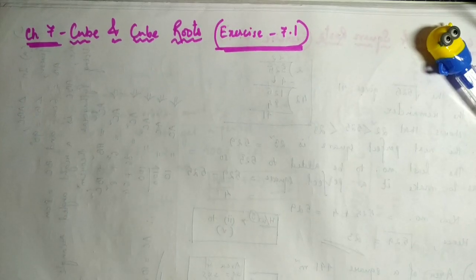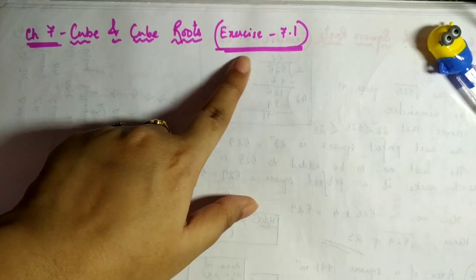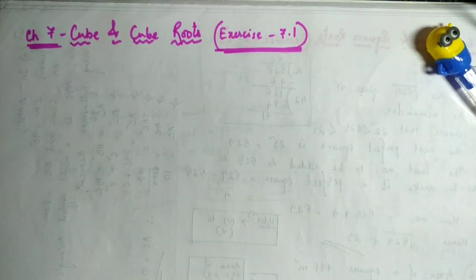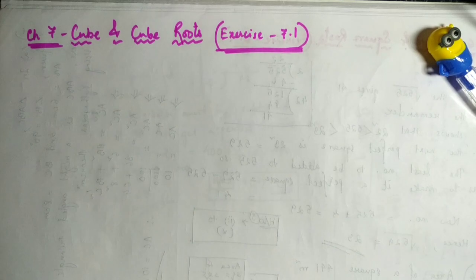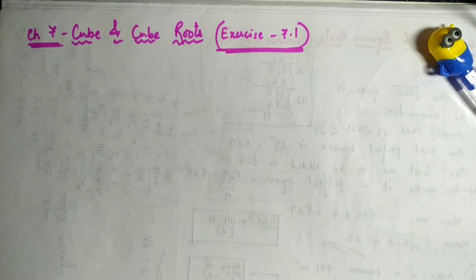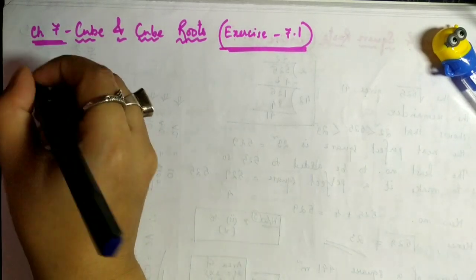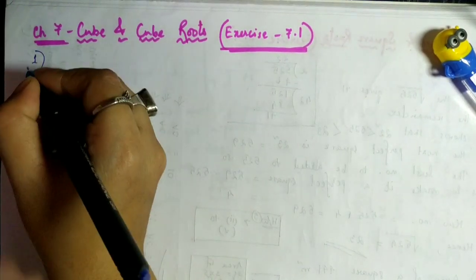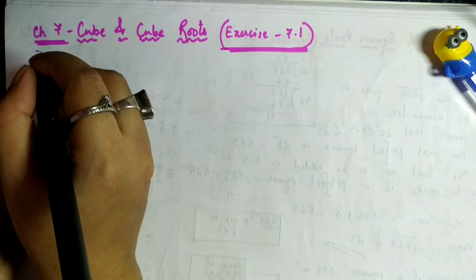Hello everyone. Today we are going to start with exercise 7.1 of our chapter 7, that is cubes and cube roots. So here we will see how to find whether numbers are perfect cubes or not, and also how to find the cube root of different numbers. Okay, so let us see what is given here. The first question of the exercise is, which of the following are not perfect cubes?